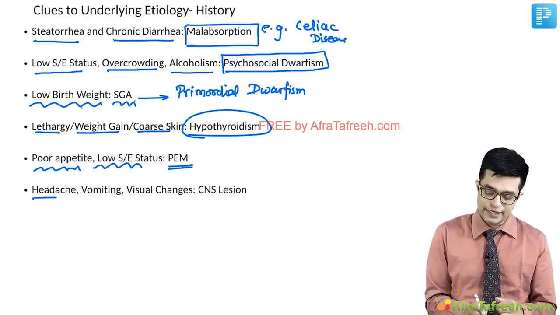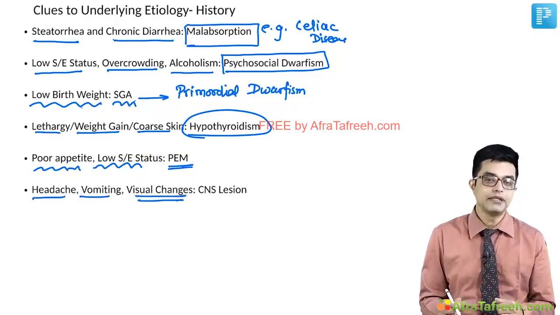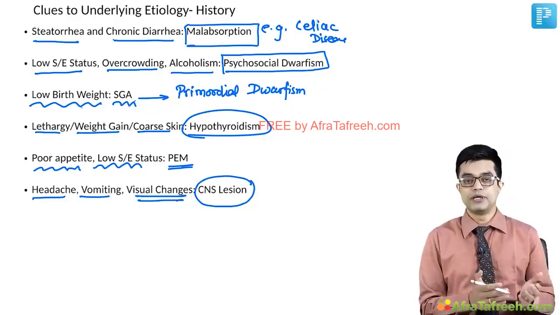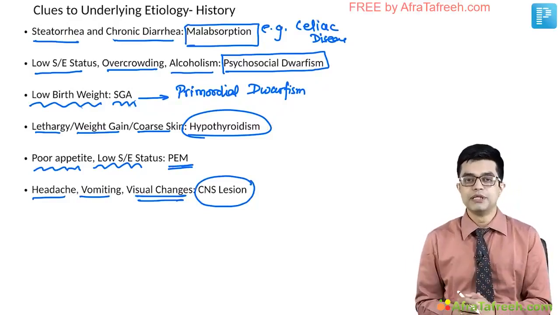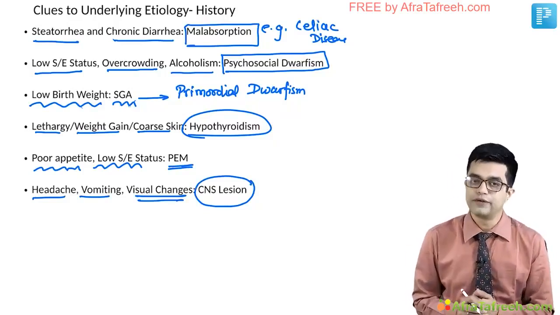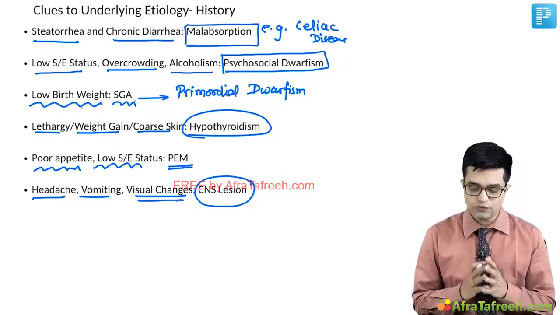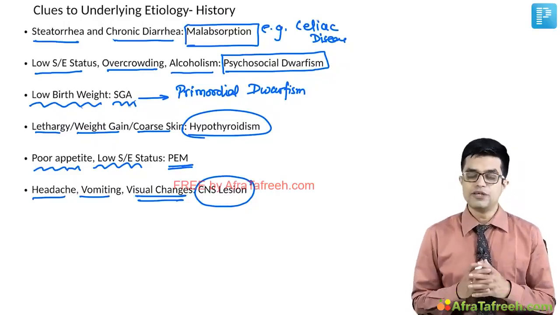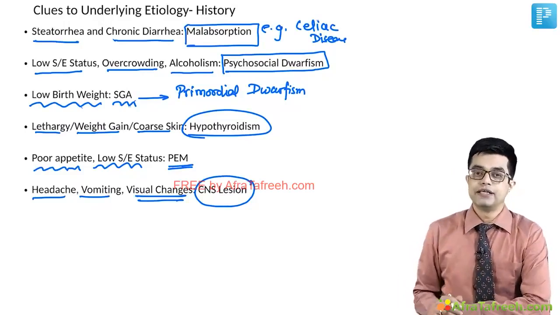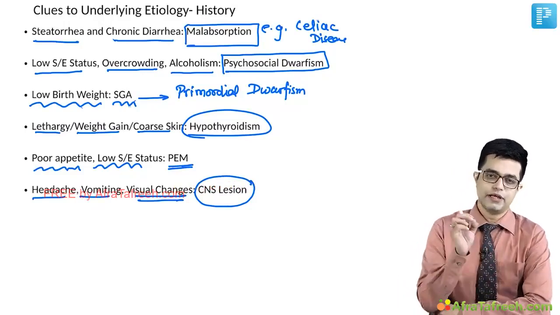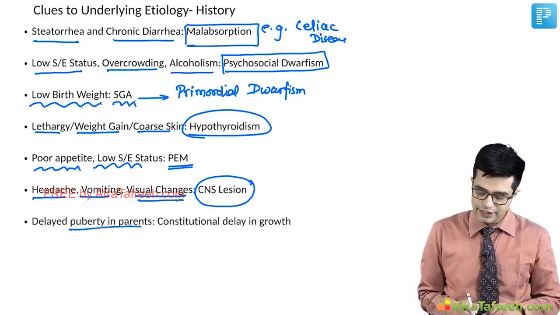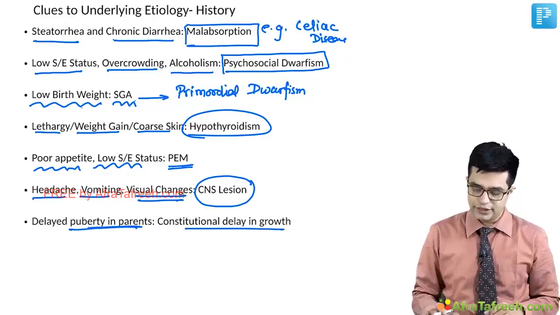And if there are headache, vomiting and visual changes happening in the patient, then you will think of CNS lesion. It may be craniopharyngiomas or some pituitary tumors which may be related with panhypopituitarism and growth hormone deficiency. So these are the clues for underlying etiology when you take history. Similarly, when you check examination findings, certain examination findings will give you a clue for the underlying diagnosis. So delayed puberty in parents, always think of constitutional delay in growth.